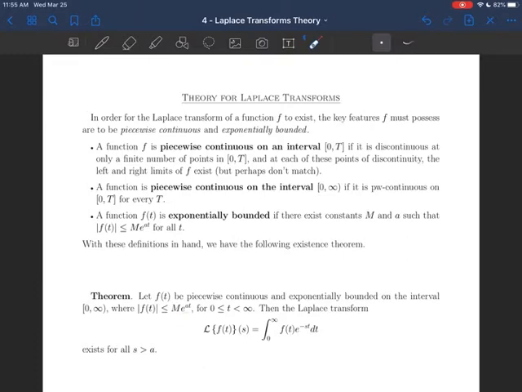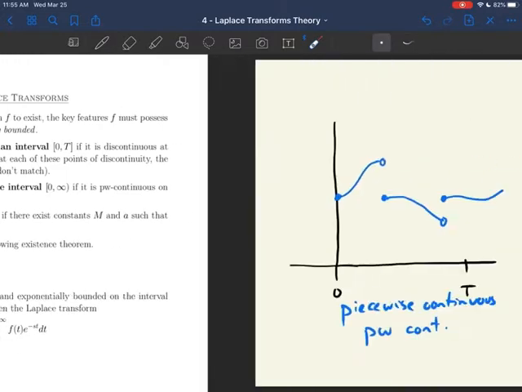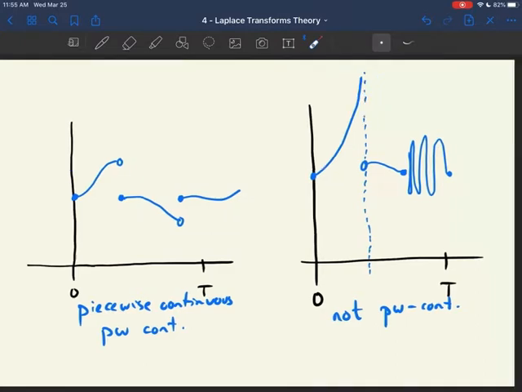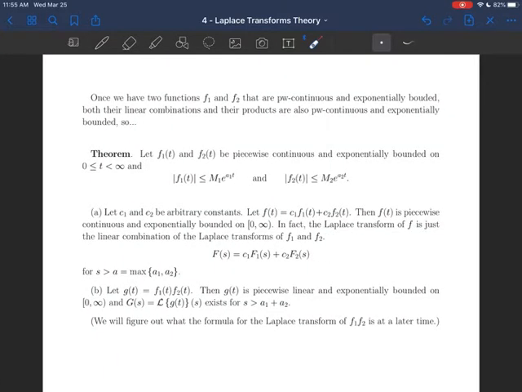So we're going to want to find the smallest possible a that makes this work. And in many cases, that's going to be 0, or any number just a little bit bigger than 0. So if a function is piecewise continuous and exponentially bounded, the Laplace transform exists. That's something we're certainly going to want to know about. All right, so here's our graphs.